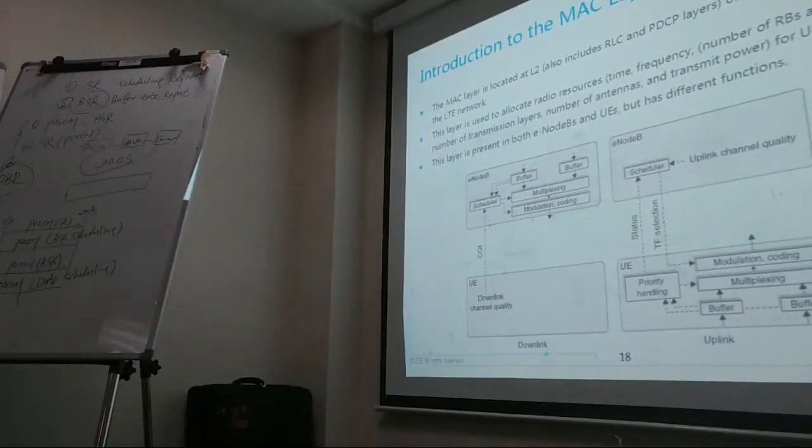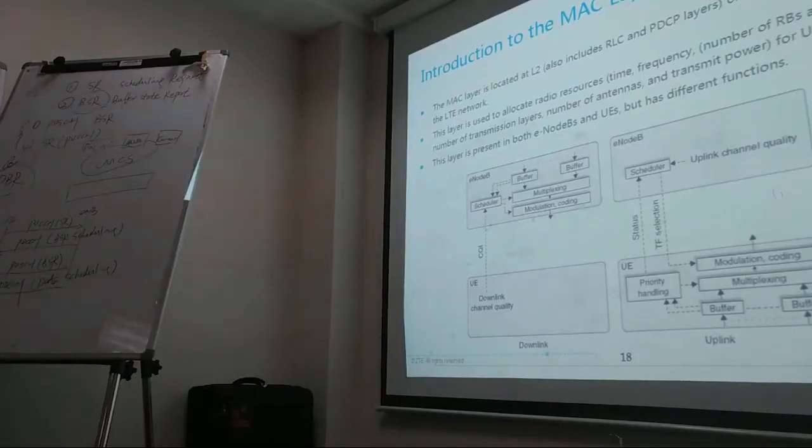So for the buffer, we also set a buffer size. This buffer size is decided by the UE capability. We know the UE has many different categories: category 1, category 2, 3, 4, 5, 6, even up to 11. Different categories mean the UE has different capacity, and the different capacity decides the buffer size.